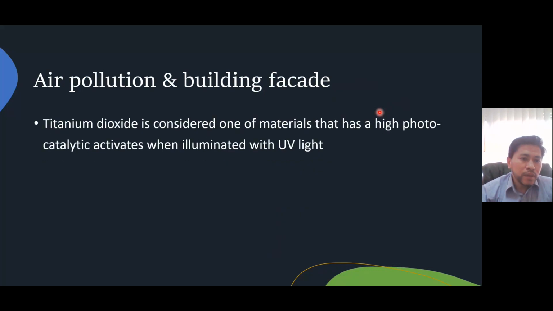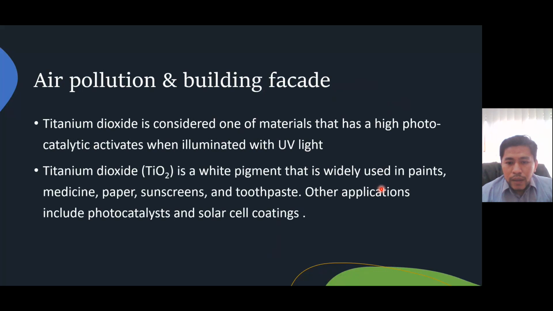So one example of a material that we can use is titanium oxide. It is considered one of the materials that has a high photocatalytic activity when illuminated with UV light. And titanium oxide coatings appear to have a self-cleaning property, like I have mentioned.